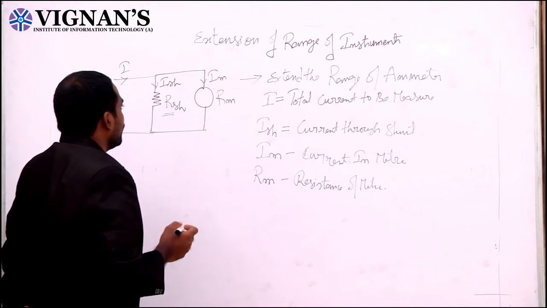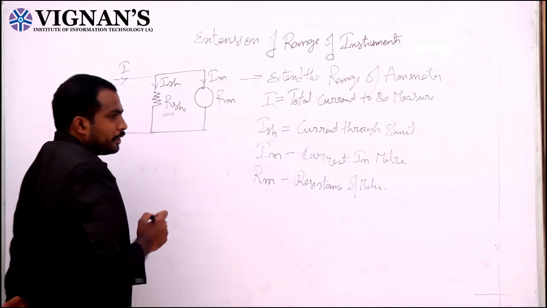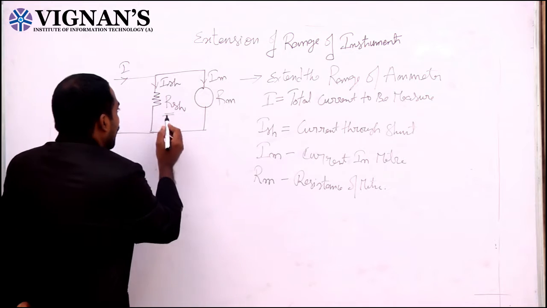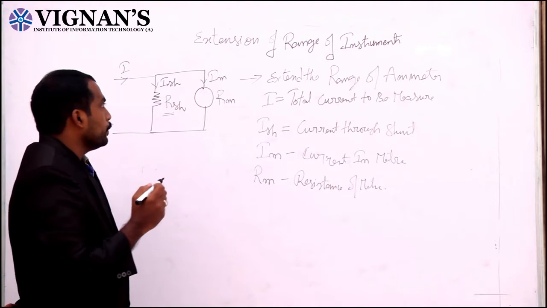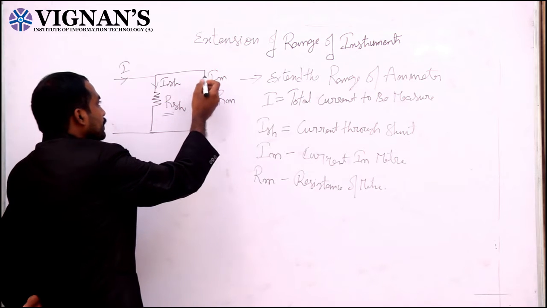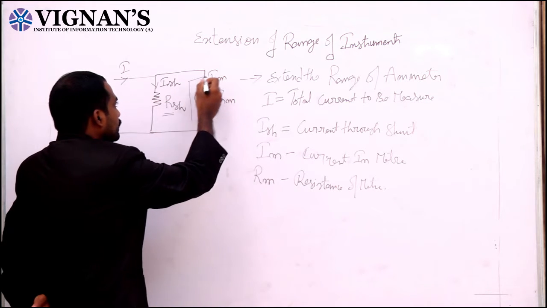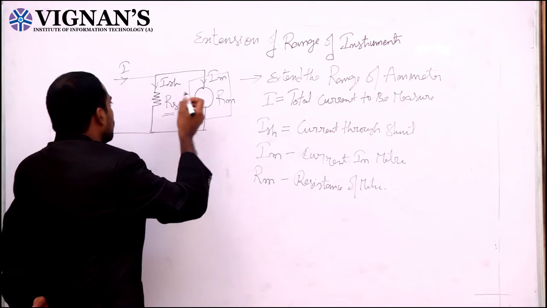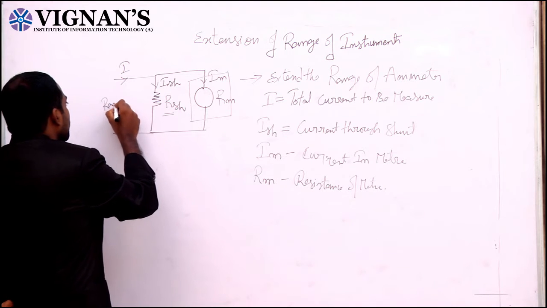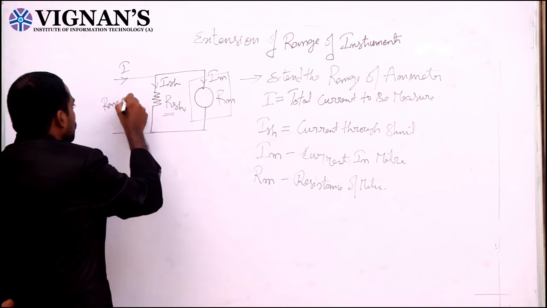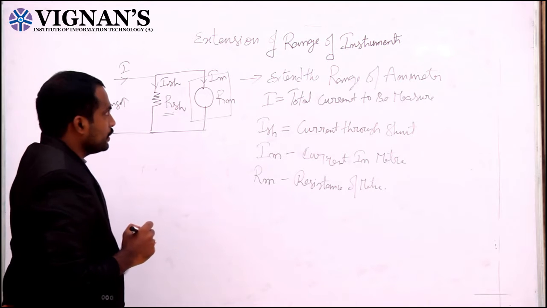In order to calculate the extension range of an ammeter, we should calculate the RSH value. That means, what should be the value of RSH placed in parallel with your existing meter so that the range of the ammeter is extended. So I will calculate the value of RSH now.